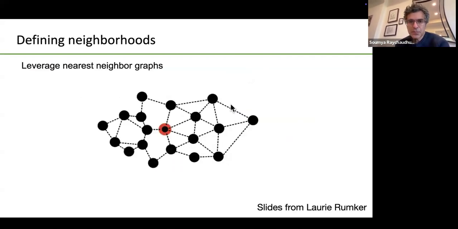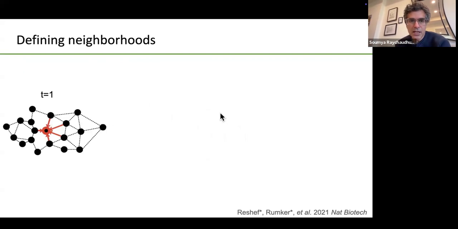How do we define these neighborhoods? Well, what we do is we take our nearest neighbor graph. So for every cell, we can define which cells it's most similar to and build a nearest neighbor graph, which is very commonly done for single cell analysis. And then what we can do is start doing a random walk and seeing how many steps it takes for me to end up at a very specific cell.